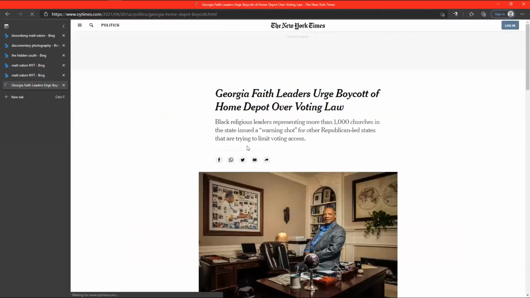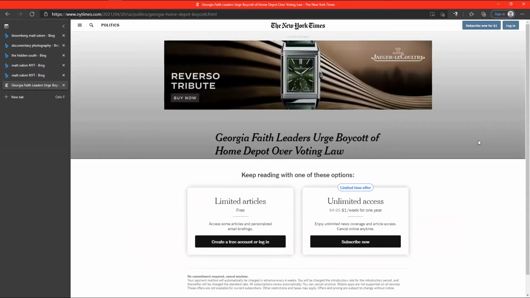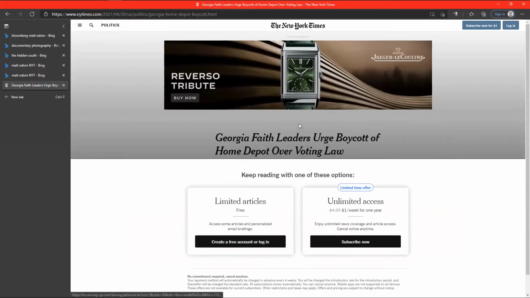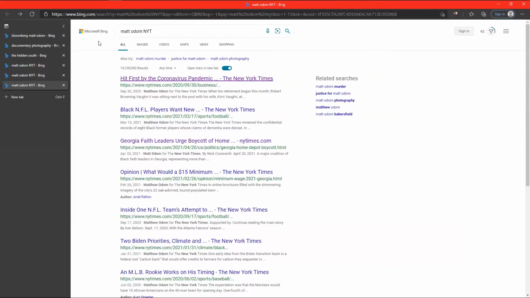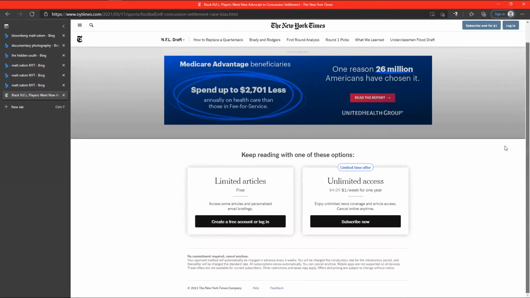We'll use another one. This is in regards to the voting law here in Georgia. And as you see, I don't have enough articles, enough time there. But if you go to the New York Times, type in my name, you'll start to see a lot of these assignments that I have done over the last few years that will give you an idea of what's what.